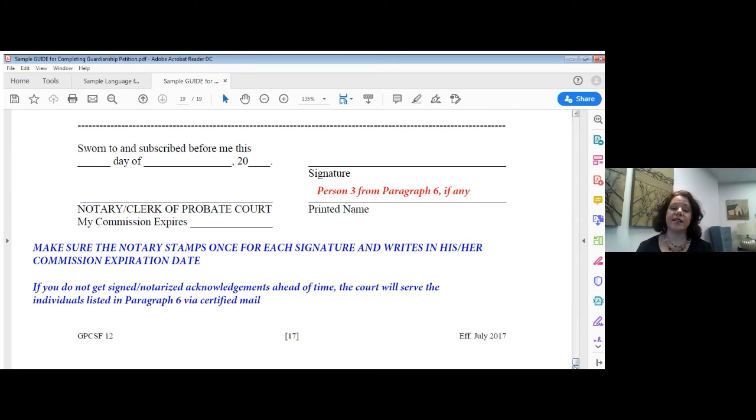So once all of this gets filed, you send all this to the court, and the next thing that will happen is you will get paperwork back from the court notifying you of your child's evaluation. Your child has to have a medical evaluation as part of all this.